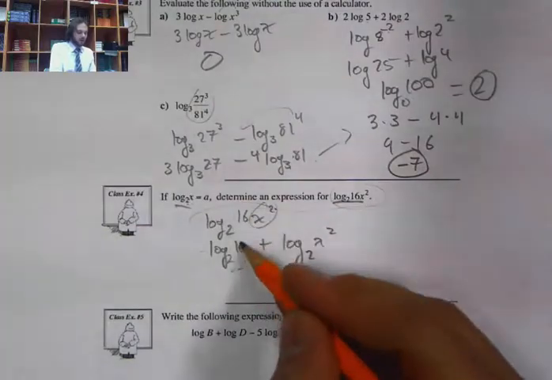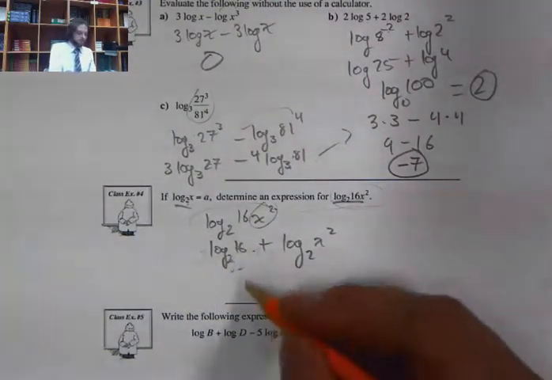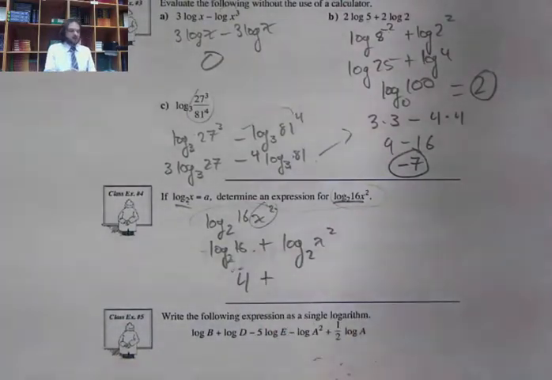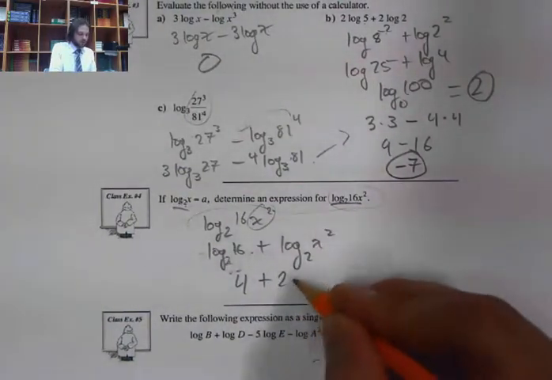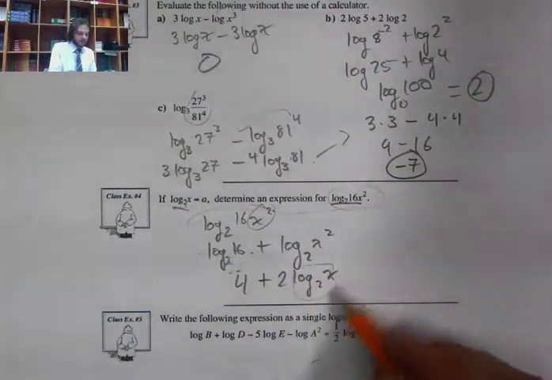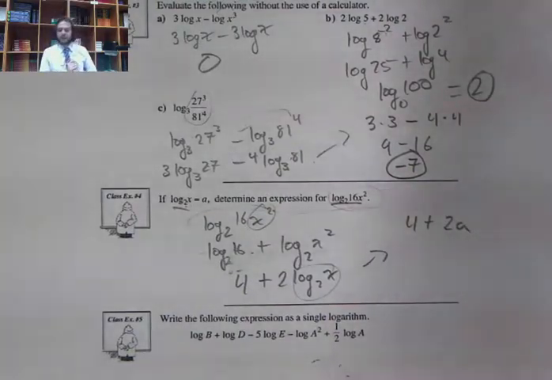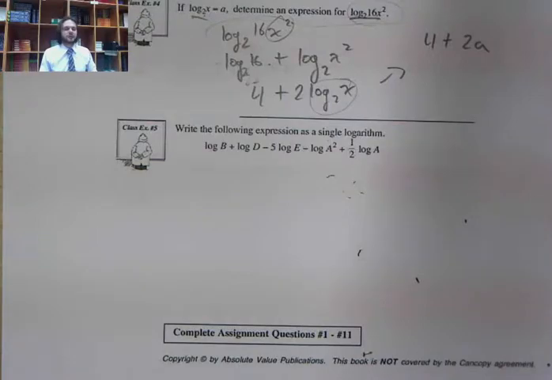Okay? Now I look at this. 2 to the power of what is equal to 16? That's going to be 4. So 4 plus, now here we can bring the 2 in front, 2 log base 2 x. And I said this here is equal to a. So I end up getting 4 plus 2a as my answer. That's it.